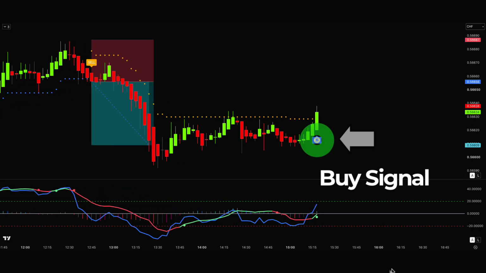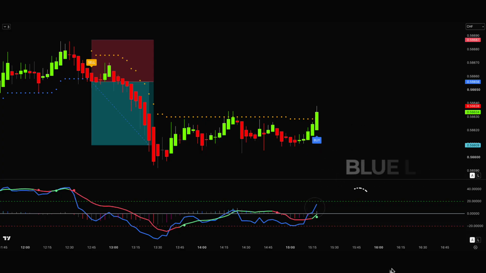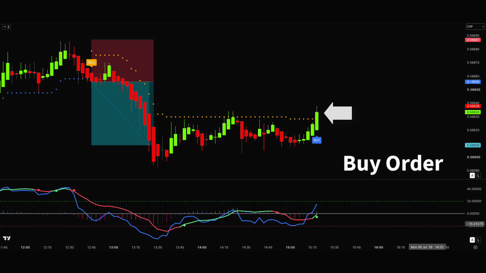Here, the Super Trend with buy-sell signals arrow up of this is buy signal. Here, the blue line of volume-weighted RSI is above the red line. Here, market has made a bullish candle to give confirmation. So all our conditions are being fulfilled, so we are placing an order to buy.